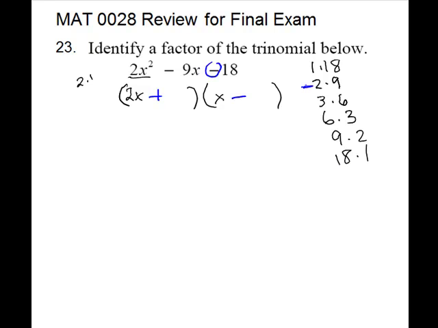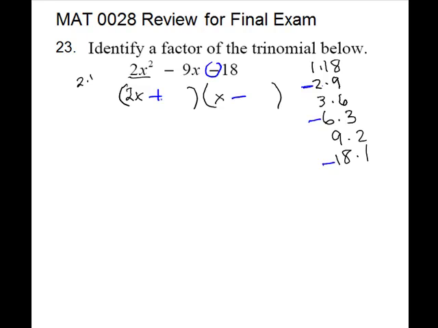The 2 and 9 will not work. It would put a 2 in with the 2. They would have a GCF. If there's a GCF, it would have been in the whole problem. Right? The 6 and 3. 6 in with 2 would have a GCF of 2. And 18 and 1. 18 in with 2 would have a GCF of 2. So those we're going to throw away. So we have 3 things left to try.